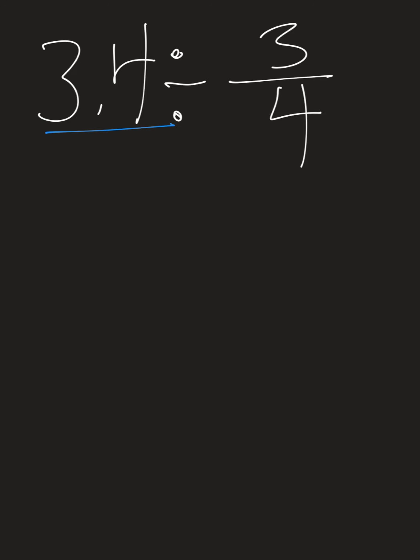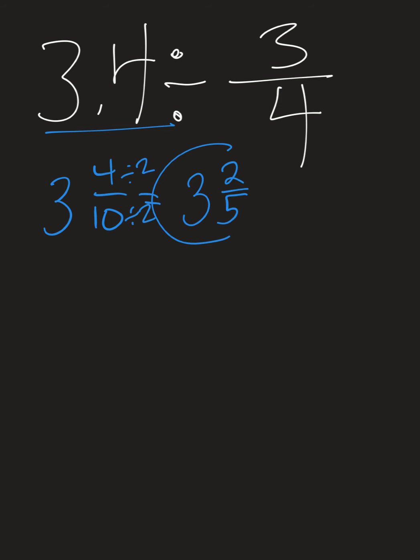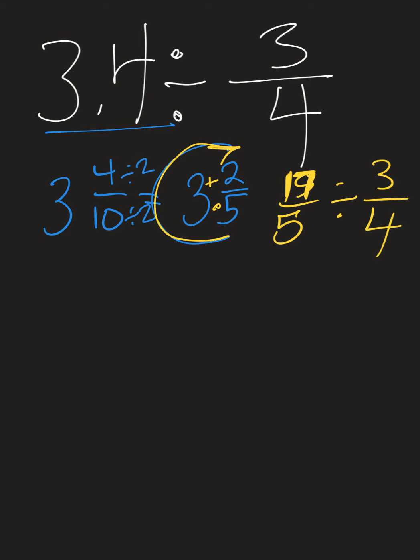So 3 and 4/10, I have 3 and 4 over 10. I'm going to simplify this fraction before I turn it into an improper fraction to make my life a little easier at the end. So 3 and 2/5, because those can both be divided by 2. And then I'm going to use that C method. 5 times 3 is 15, plus 2 is 17. Sorry, that should be a 17 over 5, divided by 3 over 4.